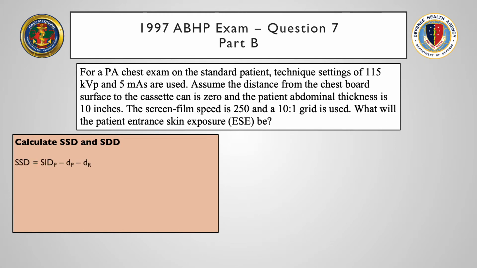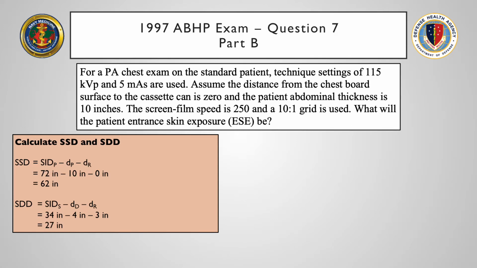Our source to skin distance is equal to the source to image distance of the patient minus the thickness of our patient minus the receptor depth below the table or the wall bucky. So that equals 72 inches minus 10 inches minus 0 inches, which equals 62 inches. Our source to detector distance is equal to the source to image distance of our survey measurement minus our detector stand minus our image receptor depth below the table, which is equal to 34 inches minus 4 inches minus 3 inches. It's important to remember that 3 inches was from our initial survey data when they had the image receptor below the table, not the wall. All that equals 27 inches.